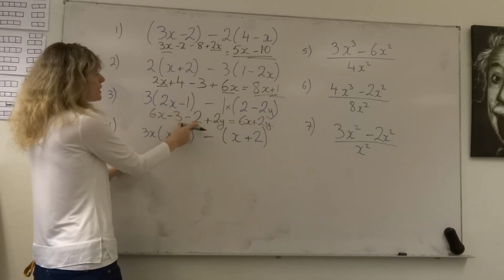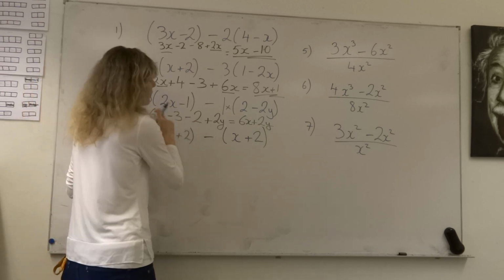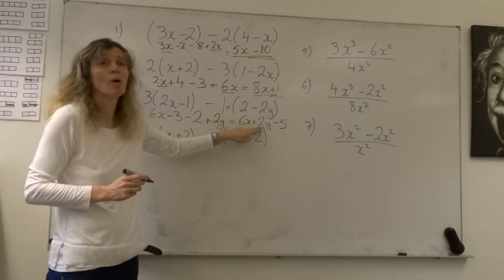But we can add our numbers together. We have minus 3 minus 2. 3 and 2 is 5, but they're both going to have a minus sign in the answer. So we get 6x plus 2y minus 5.